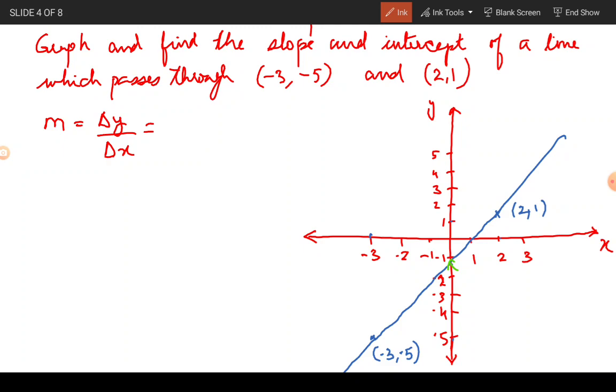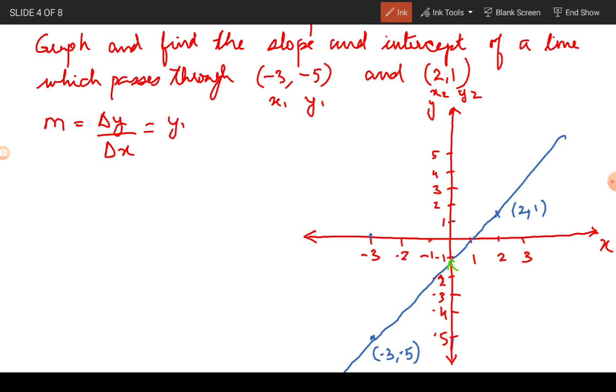You have the freedom to choose any 2 points on this equation. If you have plotted this line properly using a ruler, you can find the correct and exact coordinates of any point that you want. Because I don't have that freedom, I'm just going to use these 2 points which are given to us, that is -3 and -5 are x1, y1, and 2 and 1 are my x2, y2.